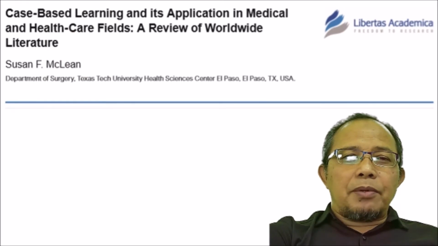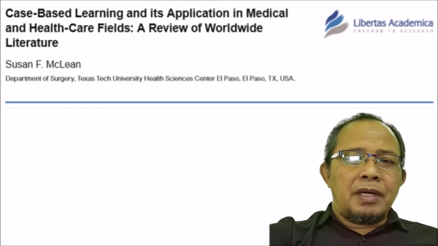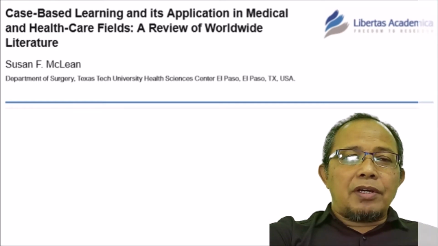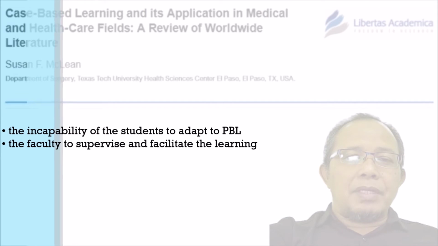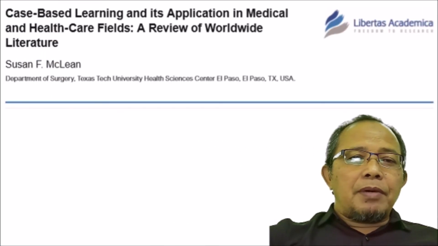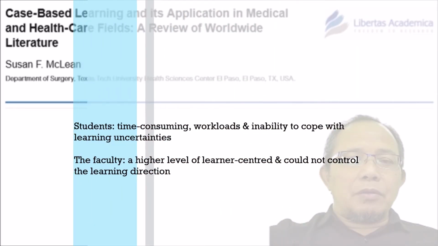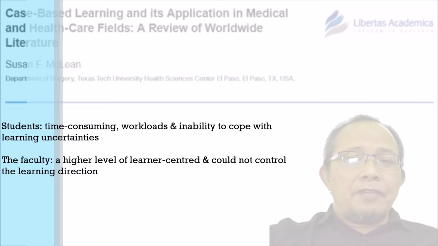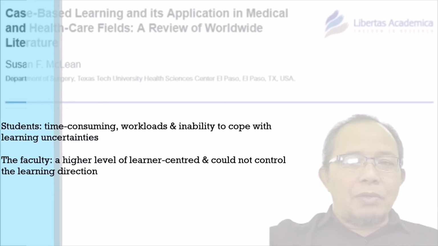Some other studies had also reported the problems with PBL and how CBL could be the best option for replacement. Again, the findings do not point towards the weakest points of PBL, rather the strongest points, where the issues are not about the method but the incapability of the students to adapt to PBL and the faculty to supervise and facilitate the learning. The students were complaining about the time-consuming workloads and inability to cope with many uncertainties during learning. The faculty were complaining about the higher level of learner-centeredness and how they could not easily control the learning direction due to the free inquiry nature of PBL as compared to guided inquiry in CBL.